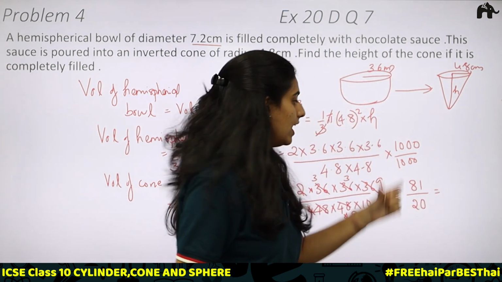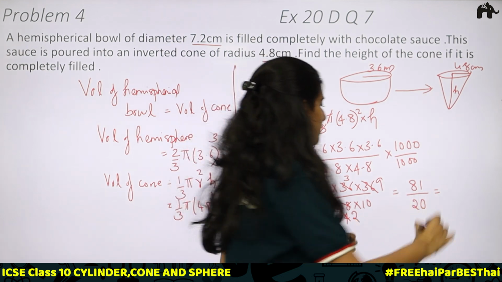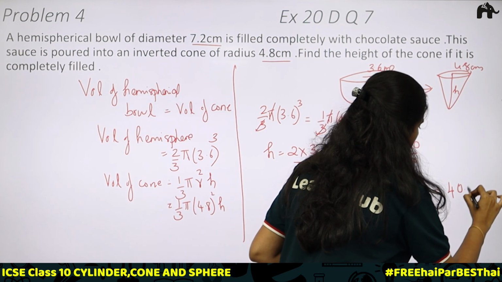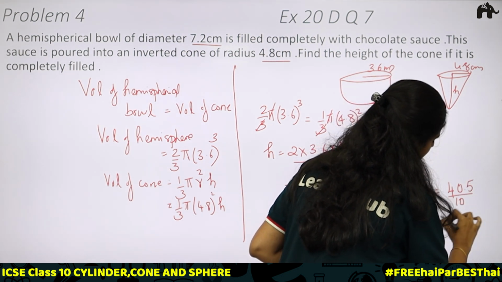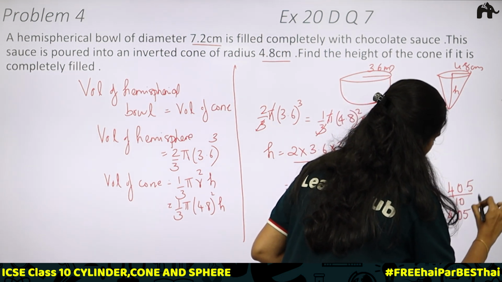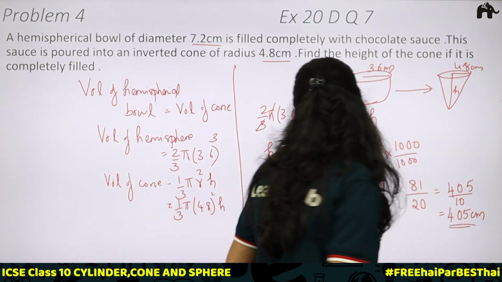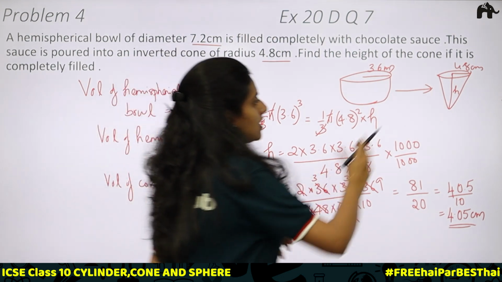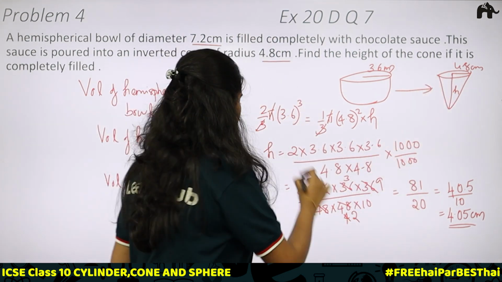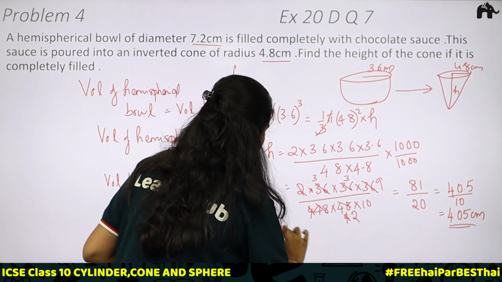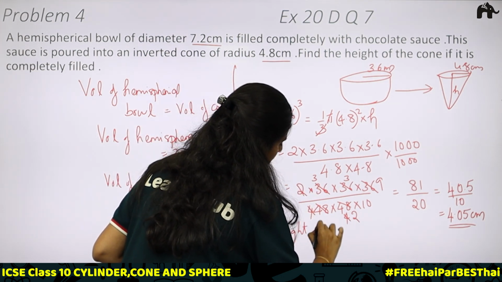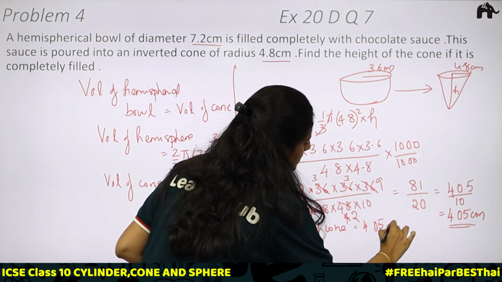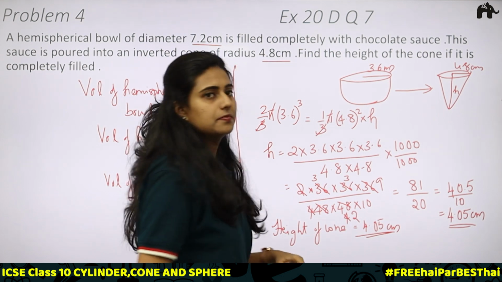81 by 20. 81 by 2 will be getting 40.5. 40.5 divided by 10, and that is 4.05 centimeter. So 4.05 centimeter is the height of cone in which the sauce is filled. Clear? Height of cone is equal to 4.05 centimeters. Understood?